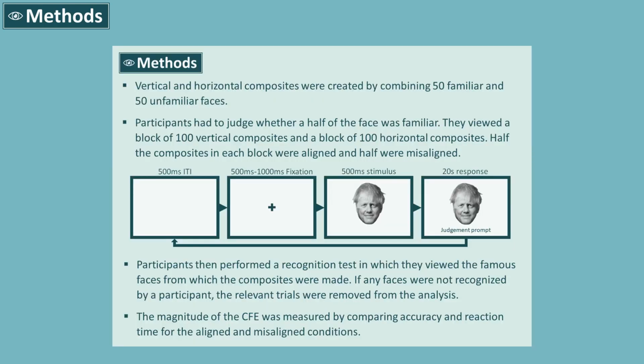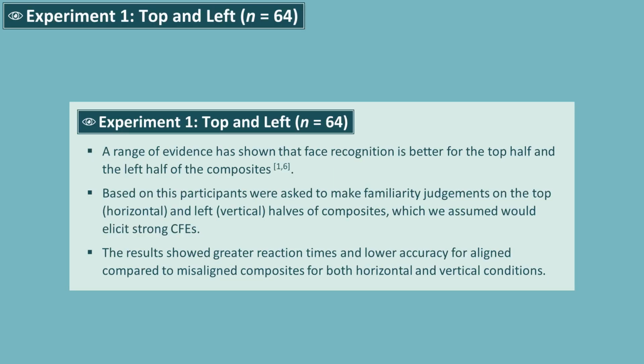A subsequent recognition block ensured that only composites featuring famous familiar identities known to each participant were included in the analysis. Based on previous research which established superior recognition for the upper and left halves of faces, our first experiment focused familiarity judgments on the upper halves of horizontal composites and the left halves of vertical composites.